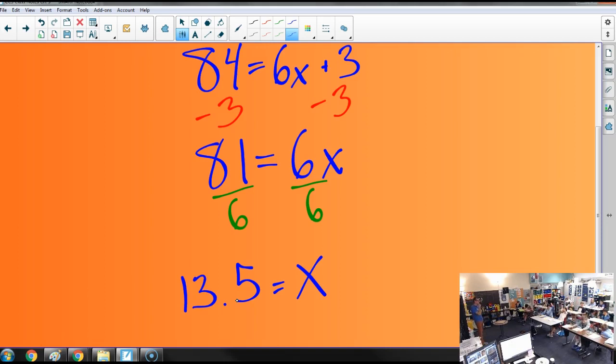Simon? What do you mean? Do you mean like 13.5? Are you saying that x is like a non-integer? So in this situation, x being not an integer, does that work?